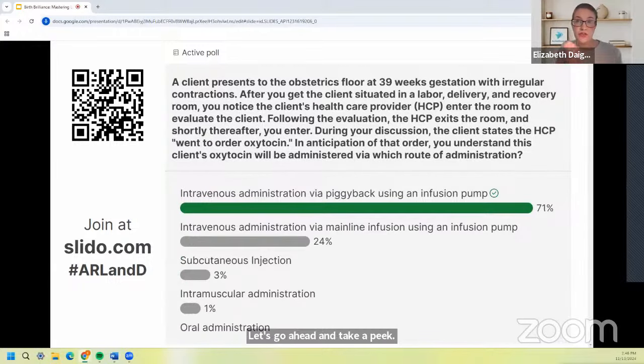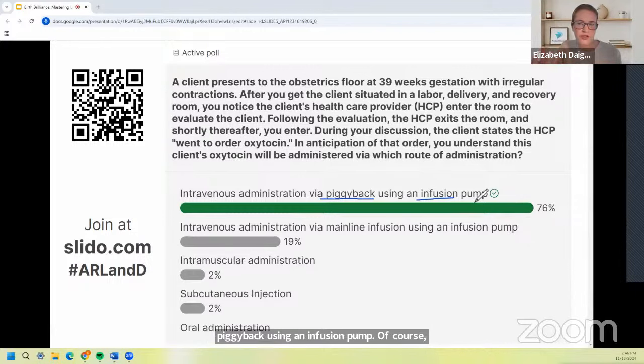72%, 71 of you guys got this. And I noticed a lot of you guys were getting this right in the chat as well. Absolutely. We want to do that IV administration via piggyback using an infusion pump. Of course, that infusion pump is going to allow us to more accurately administer very specific amounts of that oxytocin.